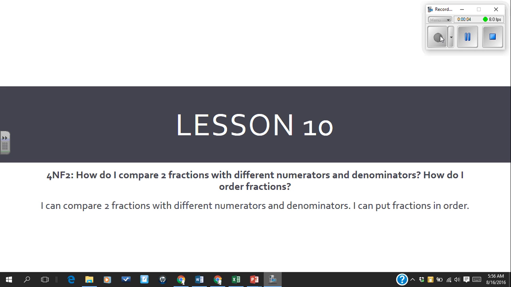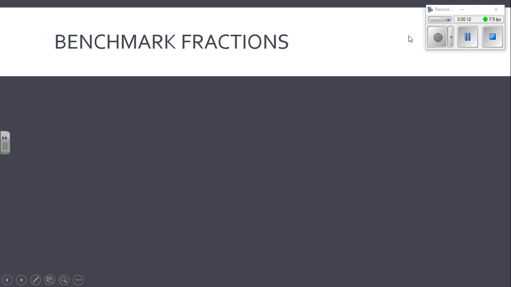Tonight we're talking about comparing fractions again. And this time we're talking about benchmark fractions. Benchmark fractions are fractions that help us to round something or estimate something. In this case, a fraction.